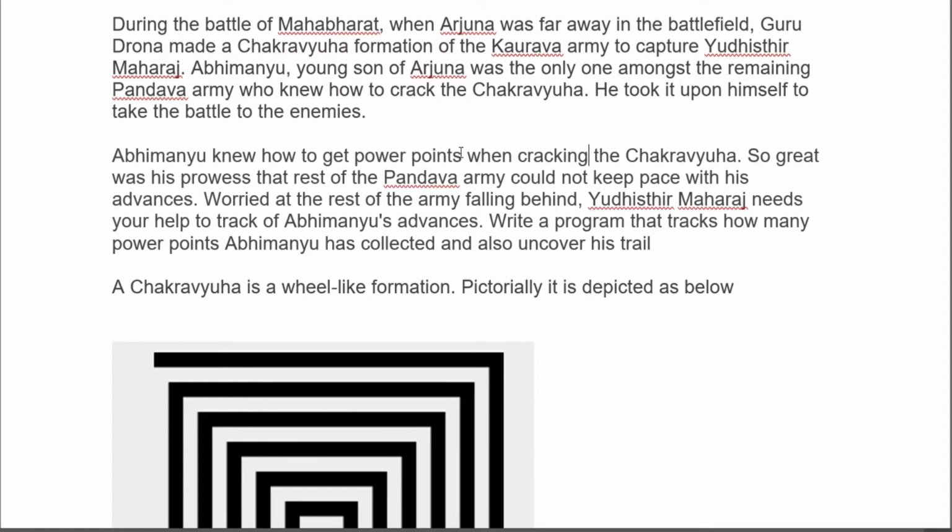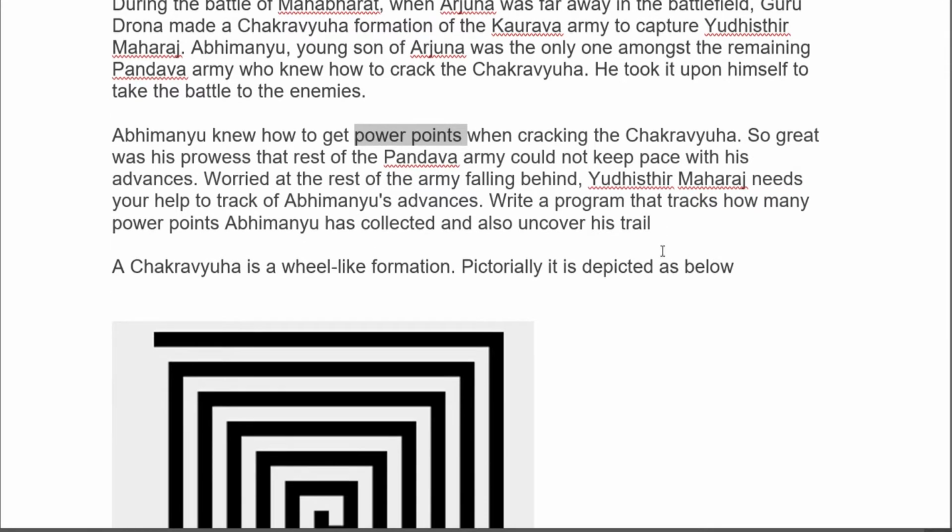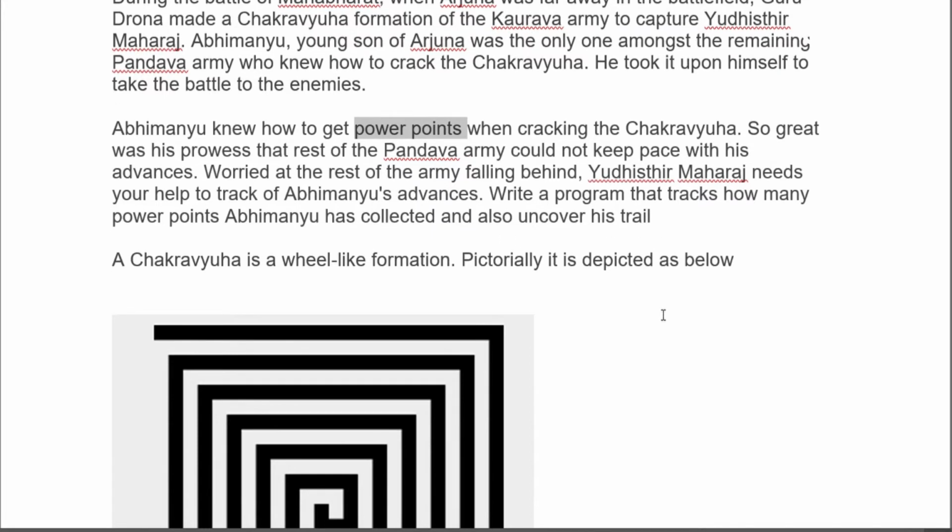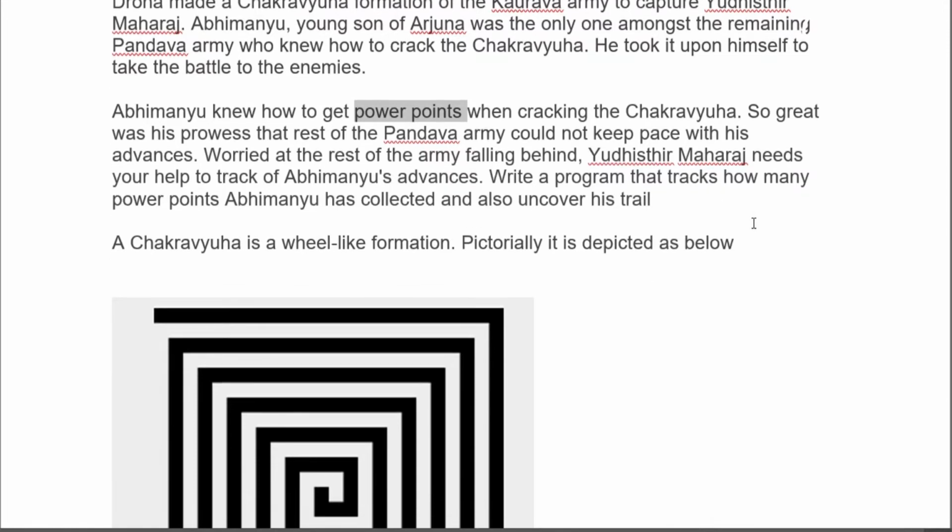So this is the first key point that we need to know, that we are supposed to collect some power points. This is one part of the question. Now, worried that the rest of the army is falling behind, Yudhishthir Maharaj needs your help to track Abhimanyu's advances. Write a program that tracks how many power points Abhimanyu has collected and also uncovers his path. So we also have to show the path that Abhimanyu has followed while cracking that Chakravyuh.